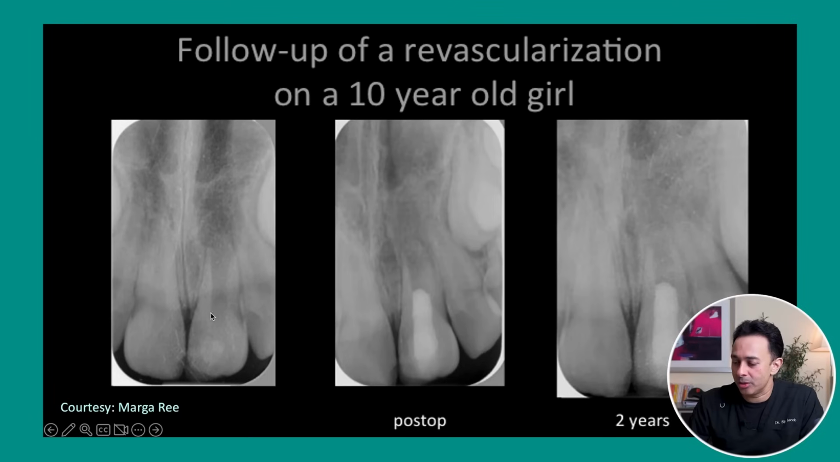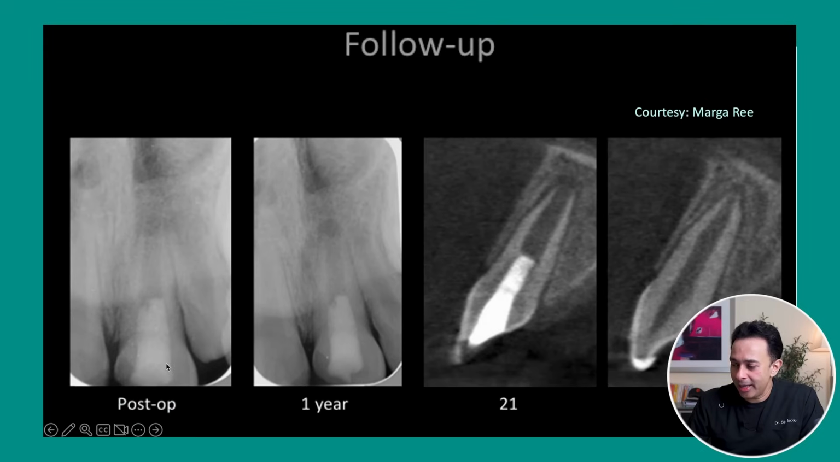These are some of her failures where she did a revascularization on a 10-year-old girl. You can see necrotic, wide open apex. Marga attempted revascularization, but at 2 years, you can see there is no change at all. It's the same. This is another case which she shared where there is an open apex. She attempted revascularization. At 1 year, you can see the apex is still very much open, whereas if you compare the 1-1, which is the adjacent central incisor next to it, you can see root formation is progressing normally in the unaffected teeth. So this is again a case where it didn't really work. This is the problem with revascularization.